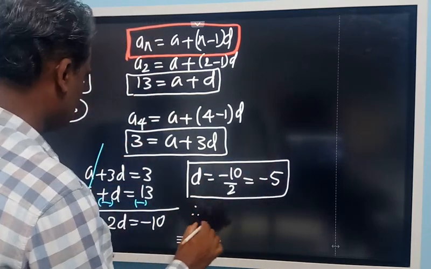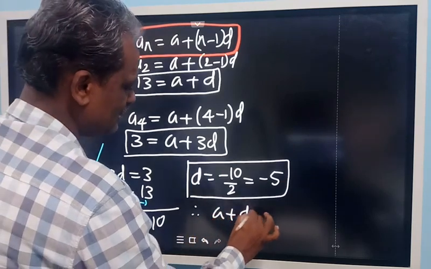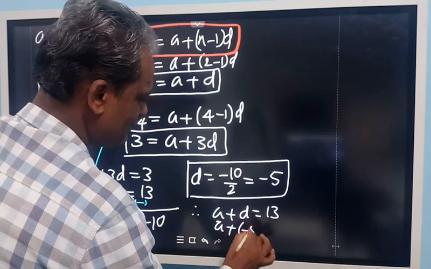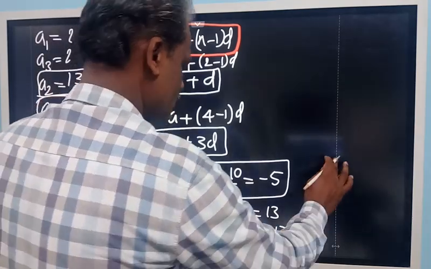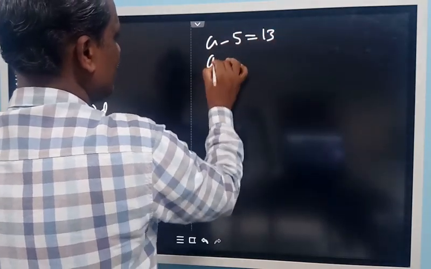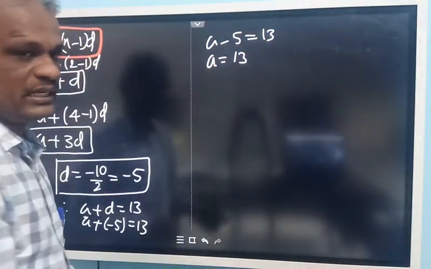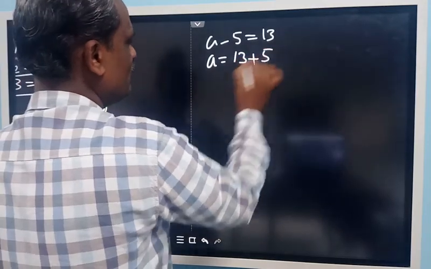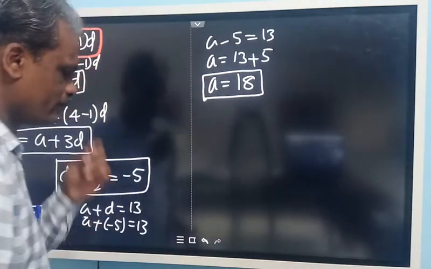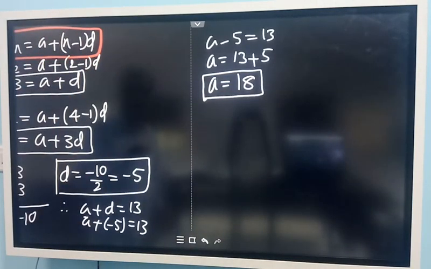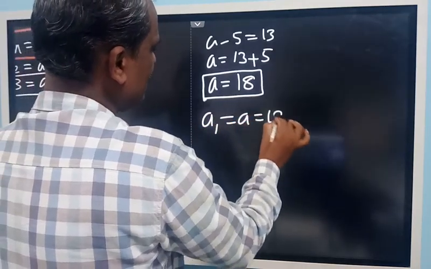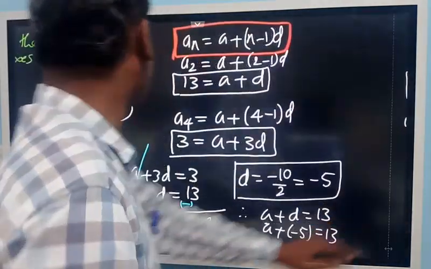So you got the value of D and you substitute in any one of the equations. Therefore you will get A plus D is equal to 13. So A plus minus 5 is equal to 13. So you will get A minus 5 is equal to 13. A is equal to 13, transfer to the right side, it becomes plus 5. A is equal to 18. So the first term is 18. So we got the first term and the common difference. The first term A1 is equal to A, it is 18.